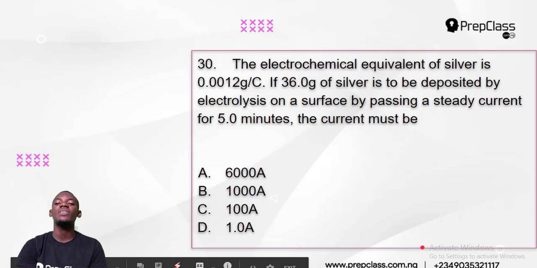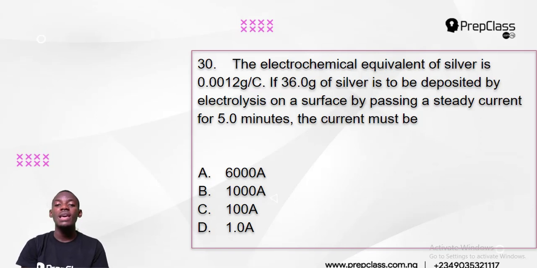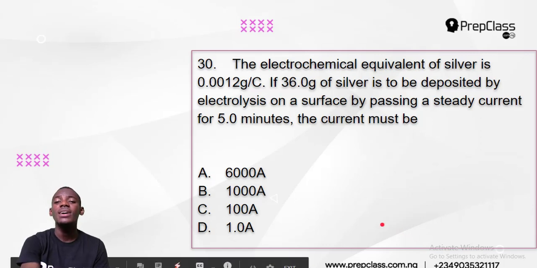The electrochemical equivalence of silver is 0.0012 gram per coulomb. If 36 grams of silver is to be deposited by electrolysis on a surface by passing a steady current for 5 minutes, the current must be what? Now look at this carefully. Let's solve this now. This is a question on electrolysis, right?